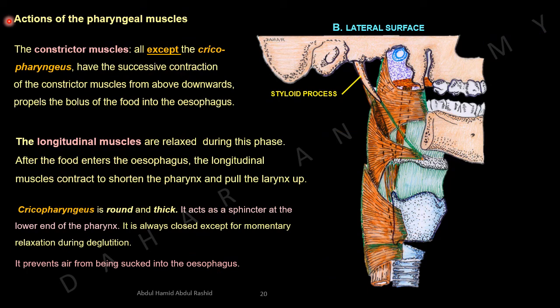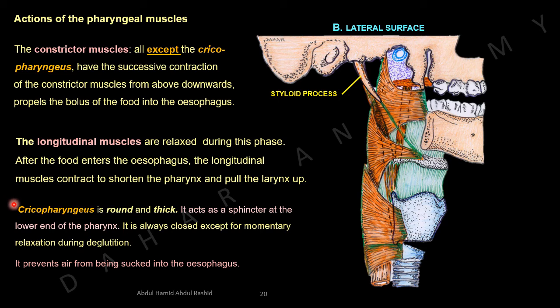Actions of the pharyngeal muscles. The constrictor muscles, all except the cricopharyngeus: successive contraction of the constrictor muscles from above downwards propels the bolus of food into the esophagus. The longitudinal muscles are relaxed during this phase. After the food enters the esophagus, the longitudinal muscles contract to shorten the pharynx and pull the larynx up.